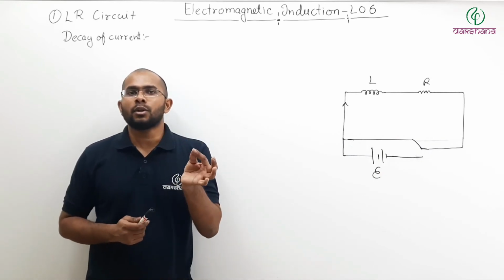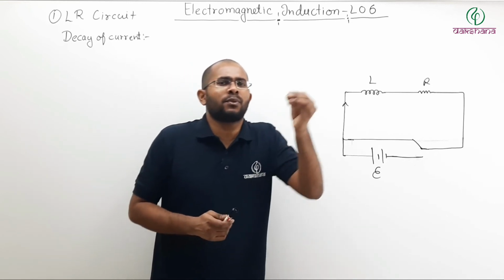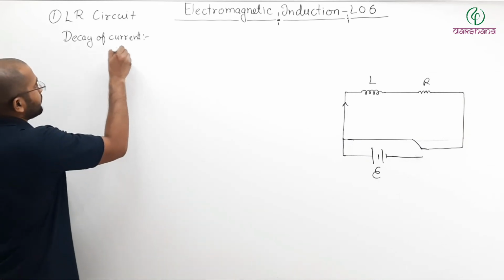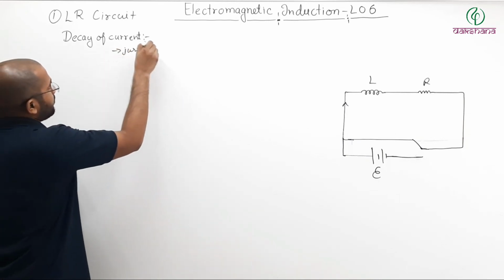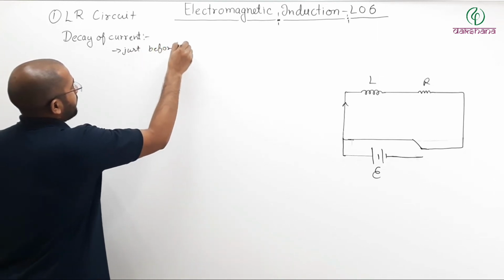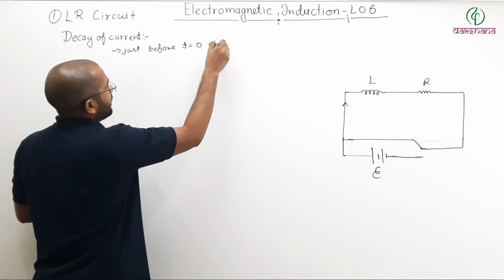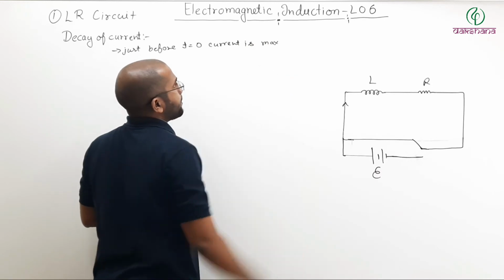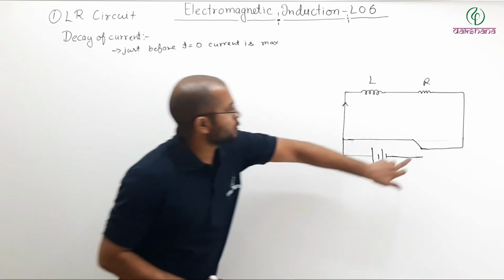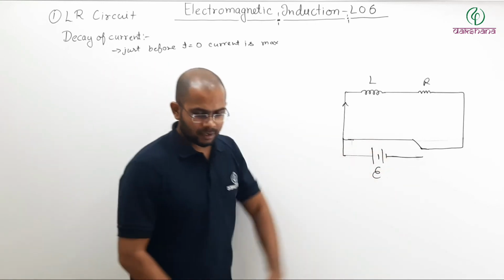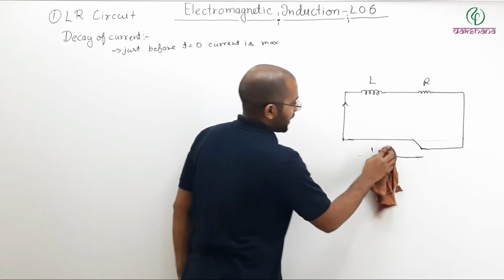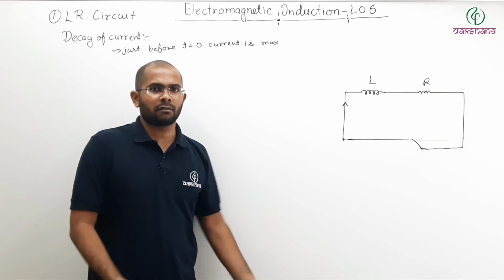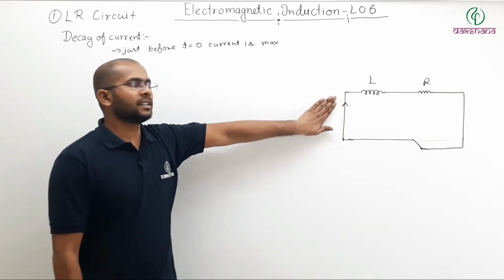At t equals 0, the current is maximum. Just before t equals 0, current is maximum. Now what happens when I move the switch here? Now the battery is removed from the picture. There is no use of the battery now. Battery is not supplying any current now. Now what will happen? The current will start decreasing.